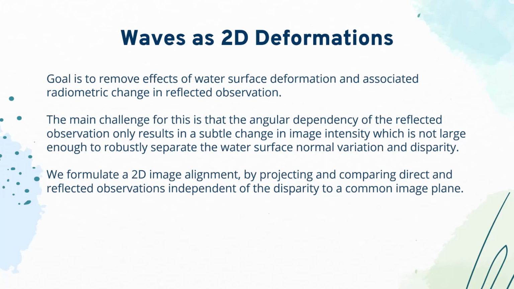So, to simultaneously estimate the wavy water surface and the scene geometry, we formulate it as a 2D image alignment and employ prior knowledge about the scene structure and the wavy water surface. By projecting and comparing direct and reflected observations independent of the disparity to a common image plane, we can achieve 2D image alignment between observations, removing the effects of water surface deformation and associated radiometric change in reflected observation.